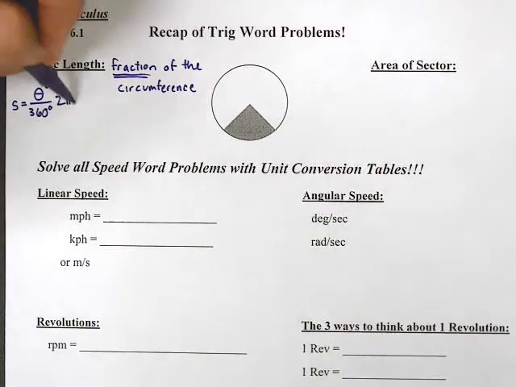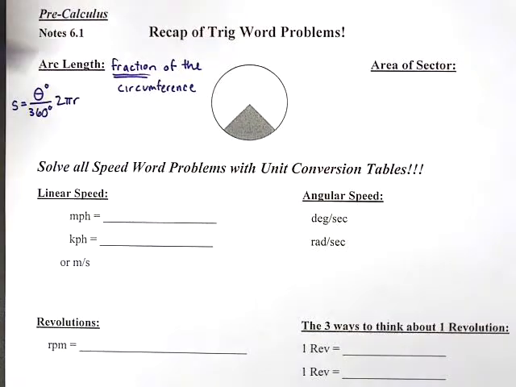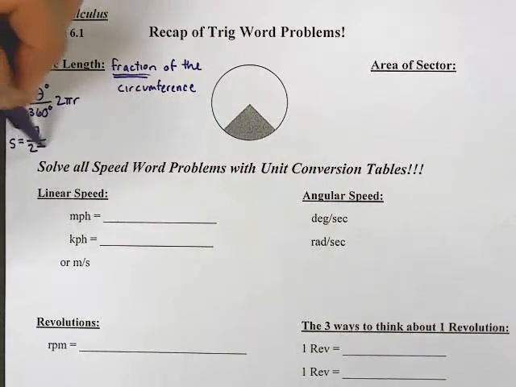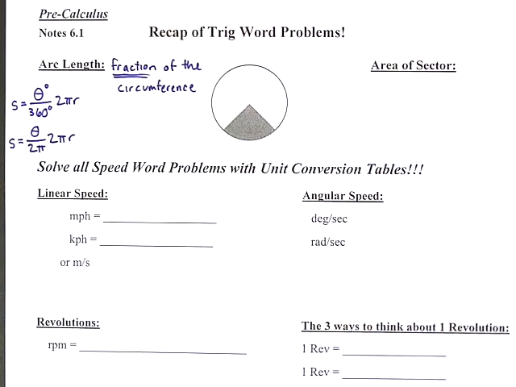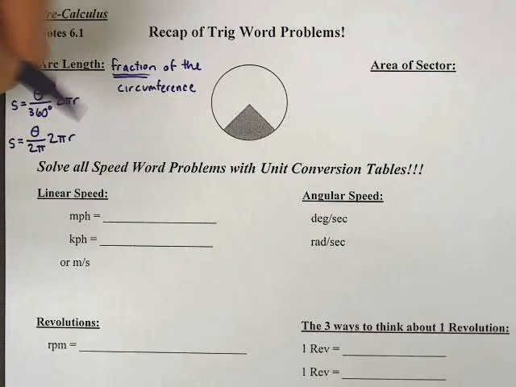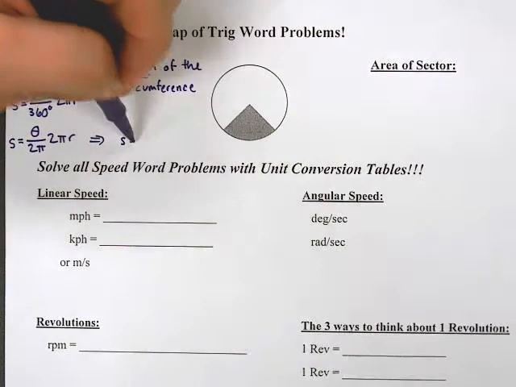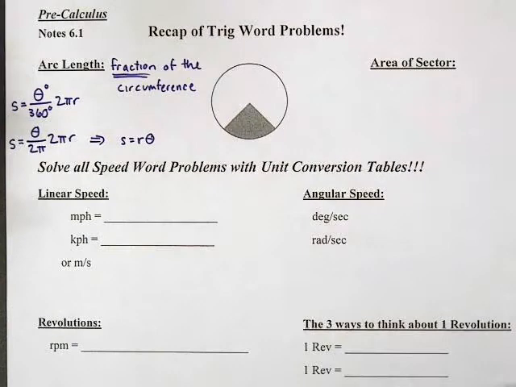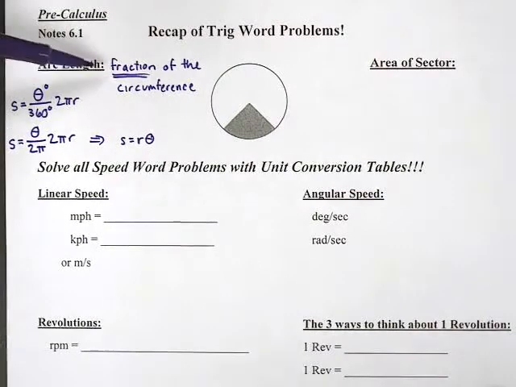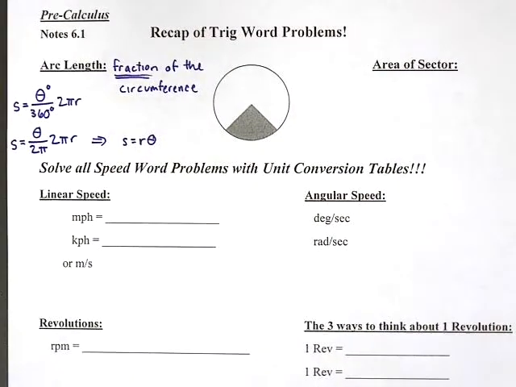2 pi r. And then if we're given radians, so notice what I'm doing here, I'm not putting a degree symbol by theta. Well, that tells me that I need to put it over 2 pi. And when I do that and multiply it by 2 pi r, you could, of course, remember s equals r theta. Okay? So, guys, the idea that I want you to understand and comprehend and be able to replicate is this idea. It's a fraction of the circumference. Anytime we're looking for arc length, we want a fraction of the circumference.